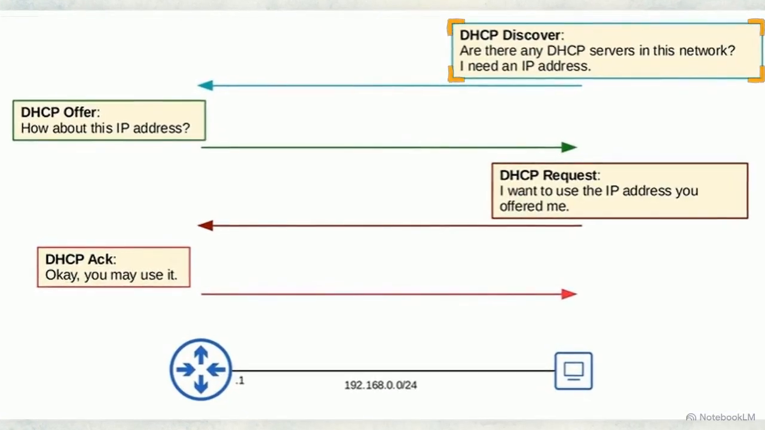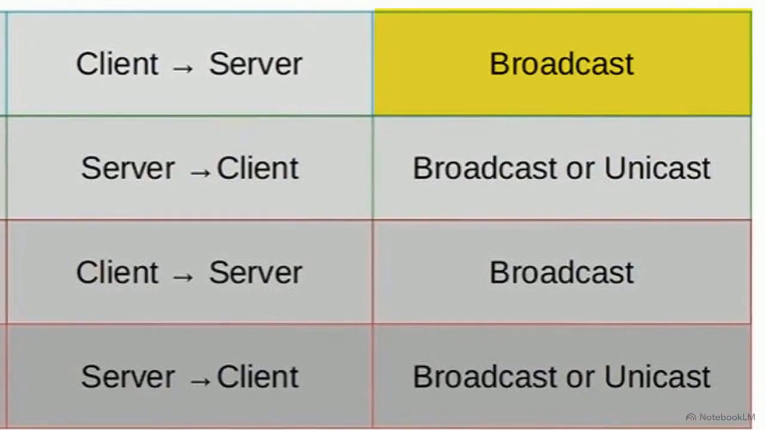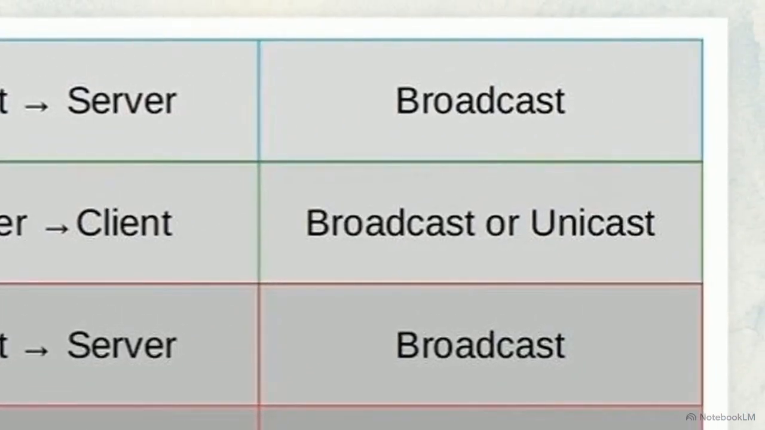It starts when a client sends a discover message, a server replies with an offer, the client responds with a request, and the server finalizes it with an acknowledge. But look at the top discover row of this sequence table. The client has to send this initial message as a network broadcast because it doesn't know where the server is. By default, routers are strictly designed to block broadcasts from leaving the local subnet.